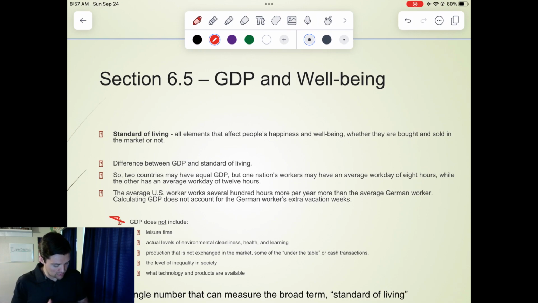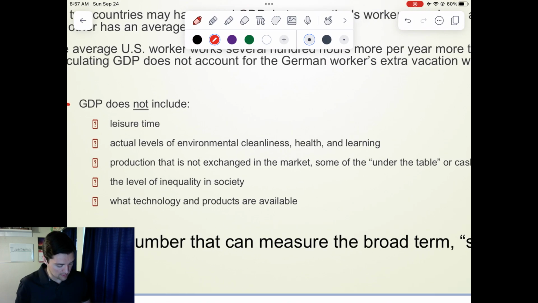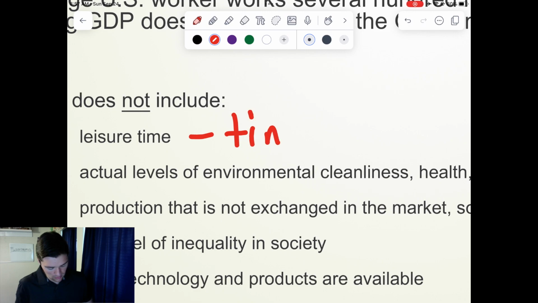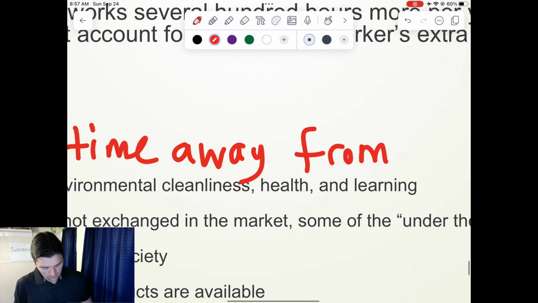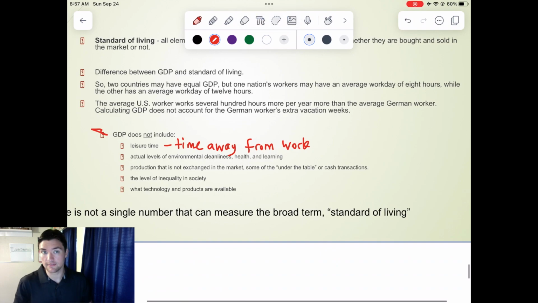The average US worker works several hundred hours more per year than the average German worker. And calculating GDP does not account for the German worker's extra vacation weeks. Okay, so again, there's that level of happiness that GDP is just not able to calculate. Because GDP does not include leisure time. This is the time away from work. I like to call this time watching TV for sure. Okay, if I'm not working, I'm watching TV. Okay, that's my leisure time.